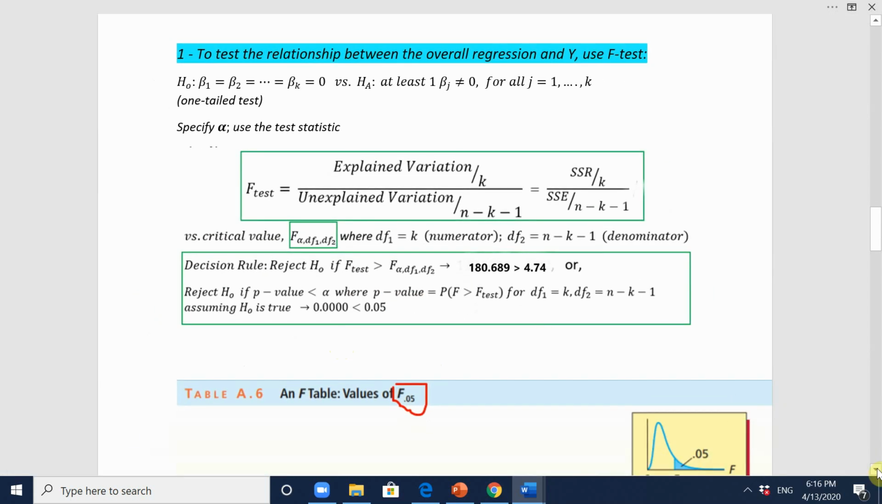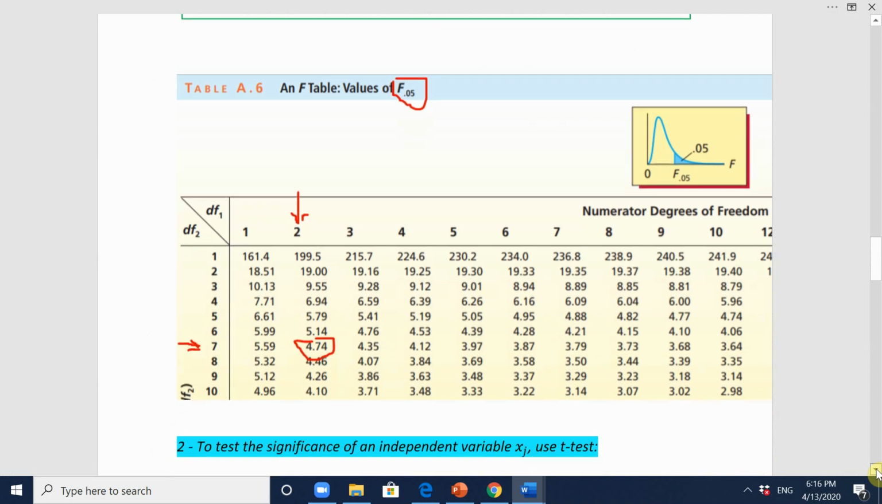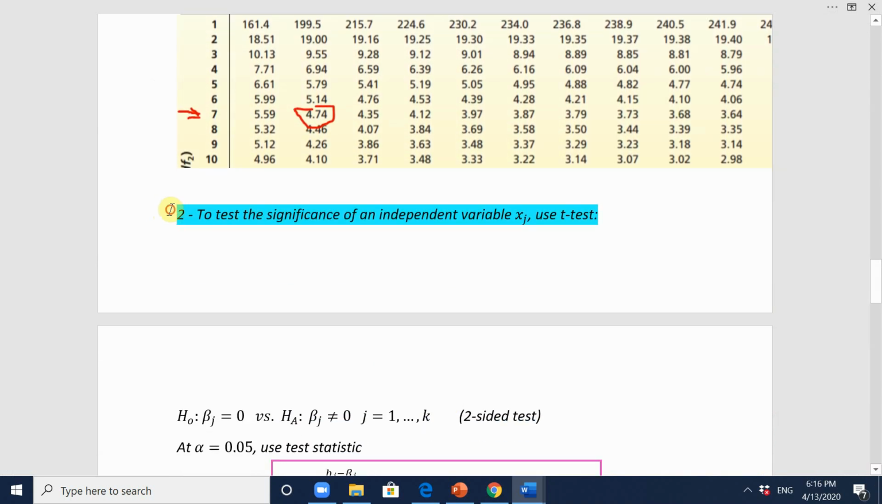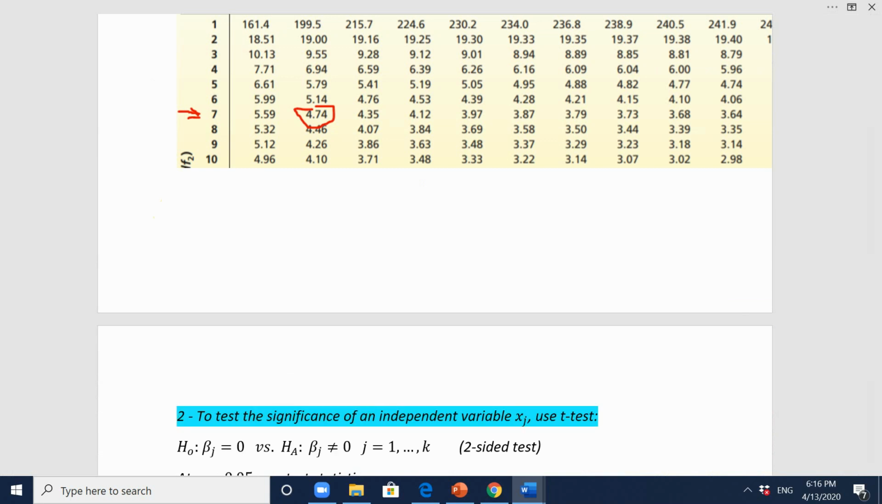Now there is also a second test that we can use, and that is to test the significance of a single independent variable x of j at a time. So in this case, I just want to look at the individual independent variables. Say I'm only interested in knowing whether or not x2 is significant in explaining y. So what I do here is I will use the t-test.